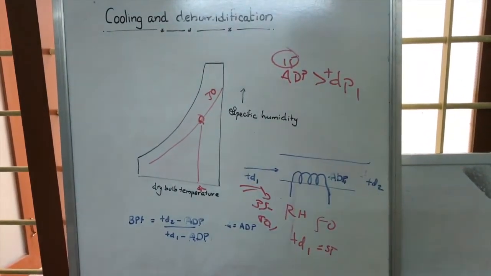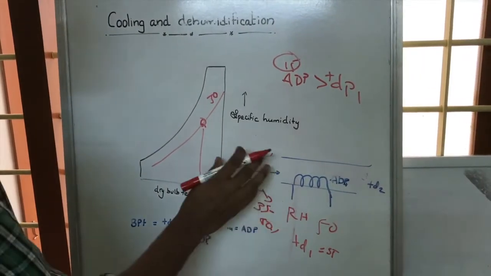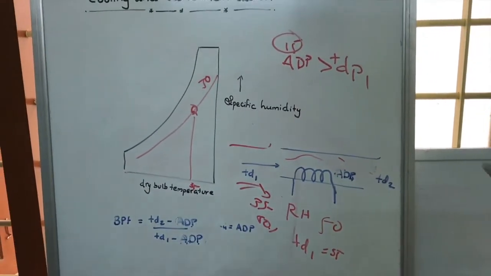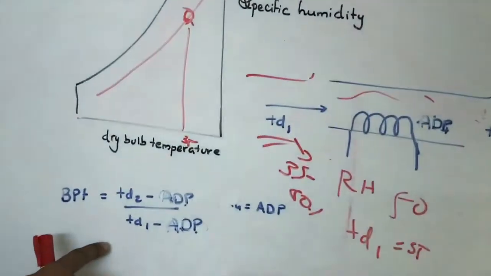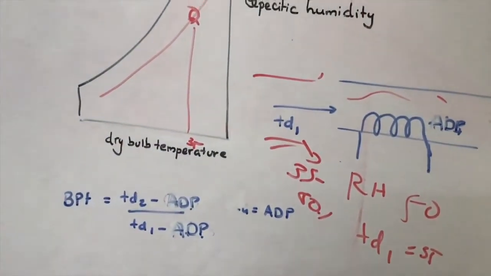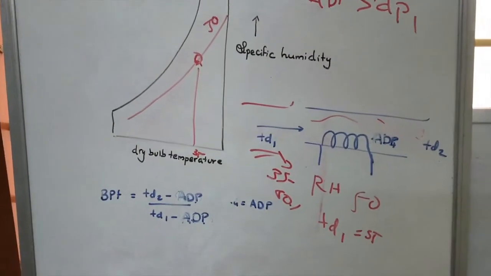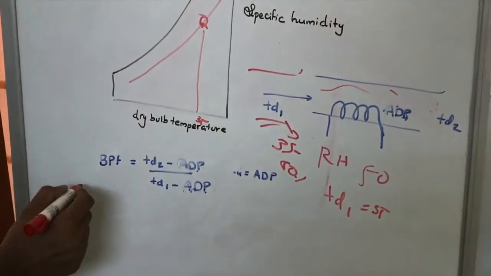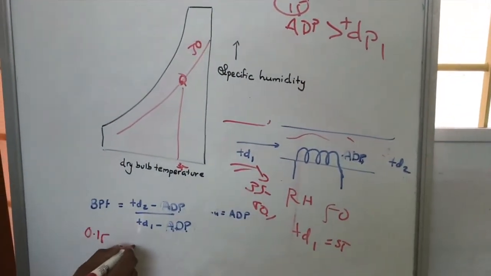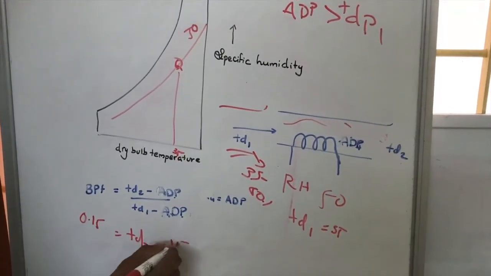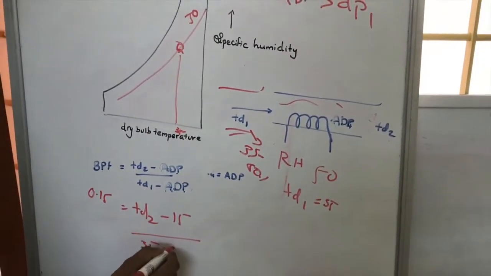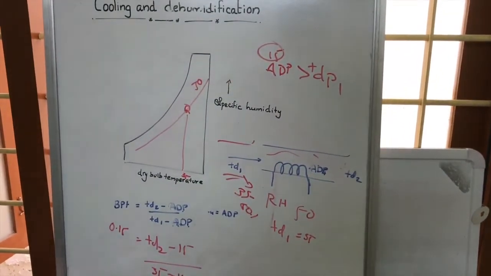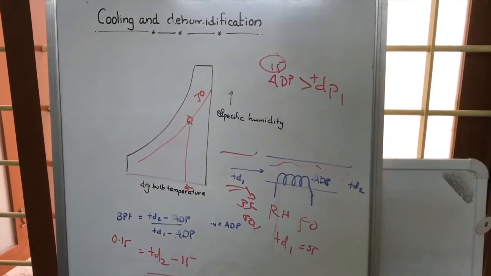For that, an equation is available. Of the air passing through this conduit, a part will pass through this coil and the remaining will bypass it, and that bypass factor is equal to TD2 minus ADP by TD1 minus ADP. The bypass factor will be given. Let us take it as 0.15 or so. With the bypass factor as 0.15, ADP given as 15 in the question, and TD1 given as 35, TD2 can be found out. So now we have the dry bulb temperature TD2.